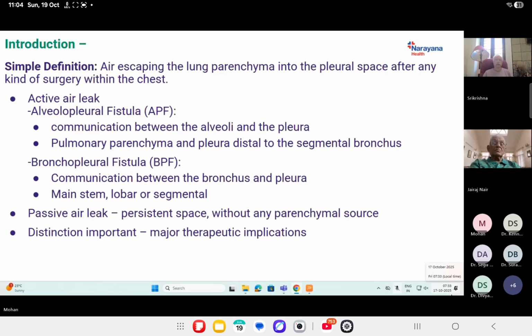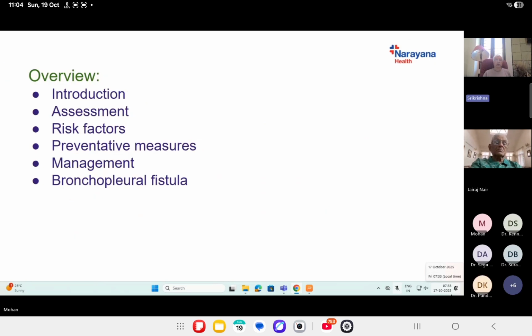So air leaks, simple definition is like bronchopleural fistula can be a separate topic because there are a lot of things to discuss on that. Yes, anyway, let us see how much time we go, I kept some slides for completion purpose.